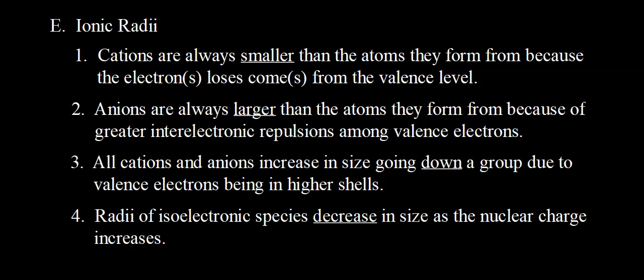Radii of isoelectronic species. Isoelectronic means same number of electrons. For example, Na+ and Mg2+. Both of those have 10 electrons. Radii of isoelectronic species decrease in size as the nuclear charge increases. So Mg2+ is smaller than Na+ because Mg2+ has 12 protons in its nucleus. Na+ only has 11. So that greater nuclear charge allows for the 10 electrons to be pulled in closer to the center, resulting in a smaller radius for Mg2+ as opposed to Na+.